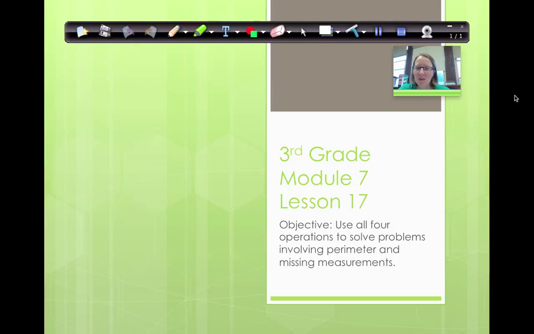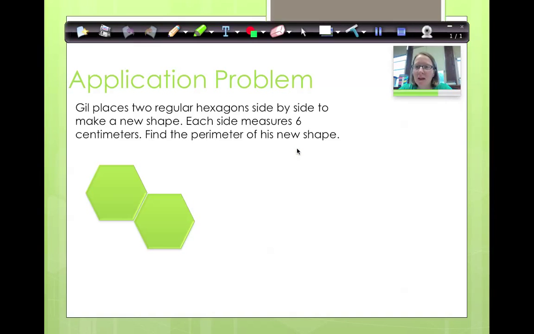Hello, today we're going to do Module 7, Lesson 17. Our objective is that we're going to use all four operations to solve problems involving perimeter and missing measurements. So our biggest concern today is that we're going to be given polygons, and we can't find the perimeter until we find all of the sides. All right, here we go.